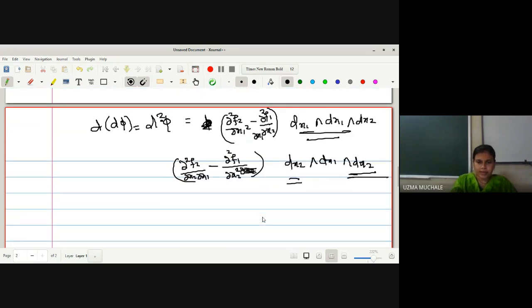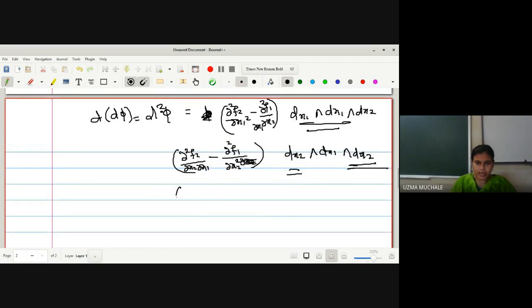Okay, let me evaluate the last one. What will be there in the last term? Again derivative of f2 already with respect to x1 is there. Now we will evaluate with respect to x3, minus again f1 is there, d2.